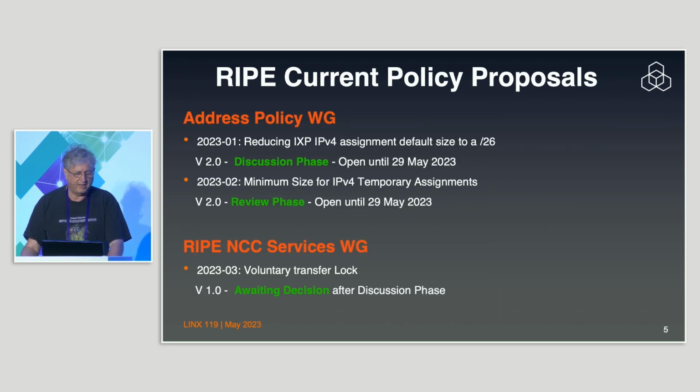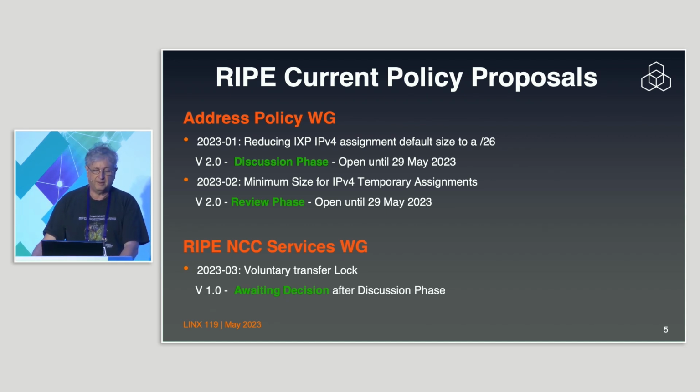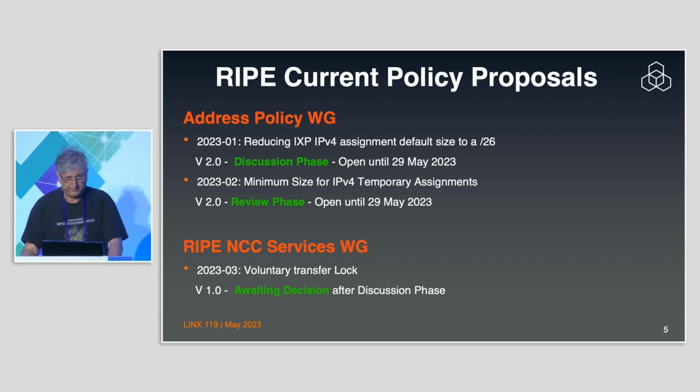So we currently have three current policy proposals. Not very many, but that's fine because basically IPv4 is pretty well run out, and any policy work on IPv4 is really just shifting deck chairs around on the deck of the Titanic.